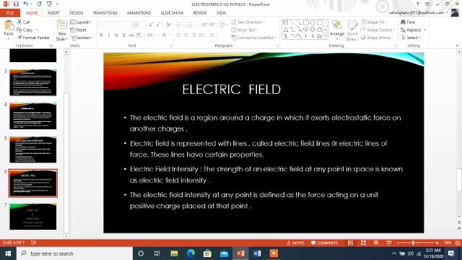So students, today we have studied electrostatics, the branch of physics, the branch of science which deals with the behavior and properties of charges at rest. Remember, in electrostatics, we do not take any charge in motion. The charges are at rest, and how they behave with each other is studied in electrostatics.